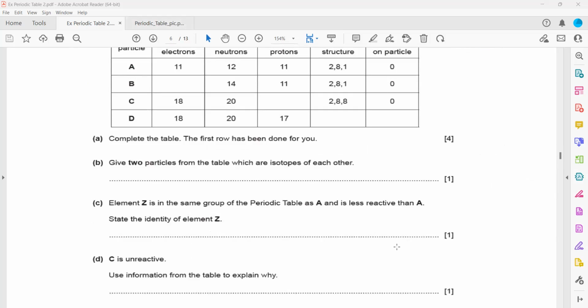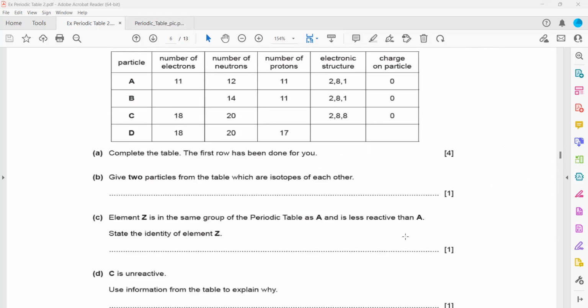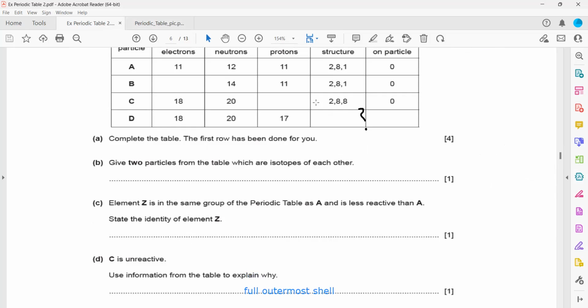C is unreactive. Use information from the table why C is unreactive. What is the reason why C does not react? Because it has complete valence electrons in the outer shell. So it has a complete outer shell, you can say, or valence shell is complete. So full outermost shell, that's why.